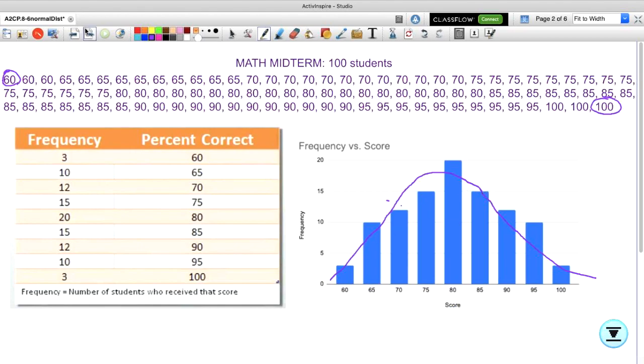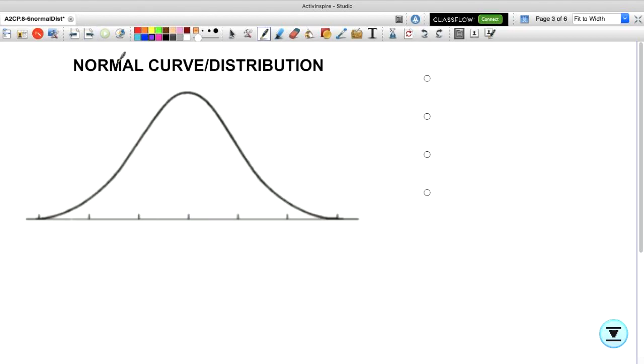So let's hop over to your notes and actually take a look at 4 key features of the normal curve. I might call it the normal curve, I might call it the normal distribution. It can be referred to as either. But there are 4 main things about this graph that are important for you to know. The first thing you need to know is that it's bell-shaped, but it is symmetric.